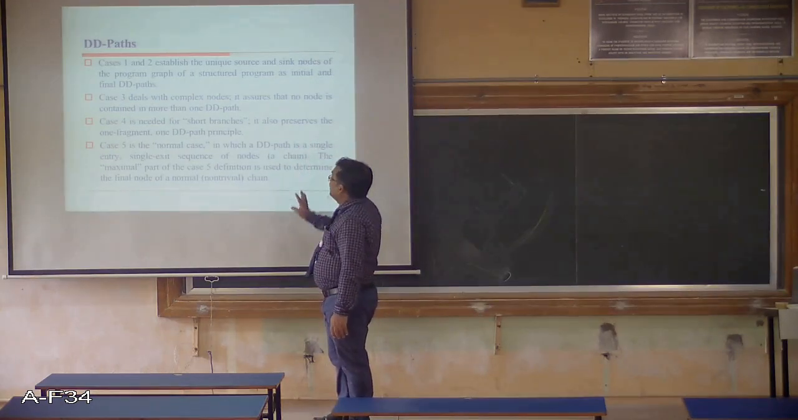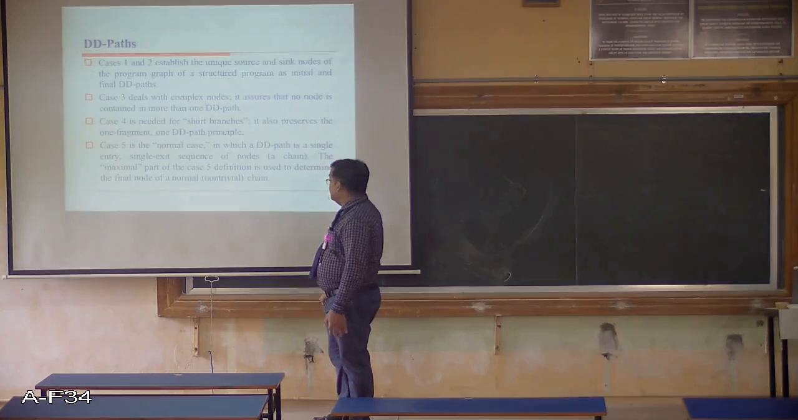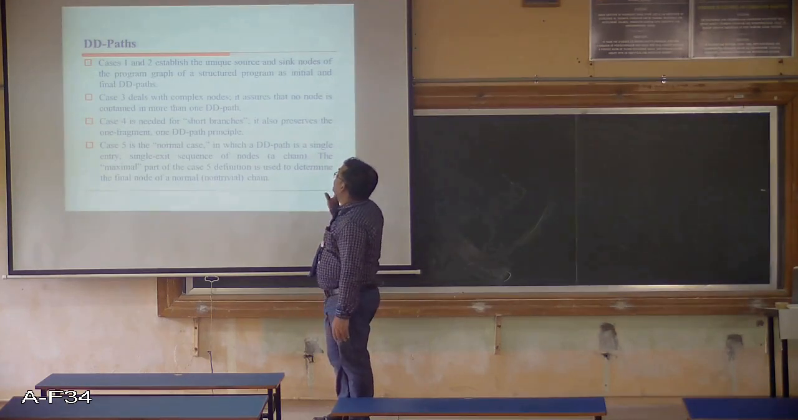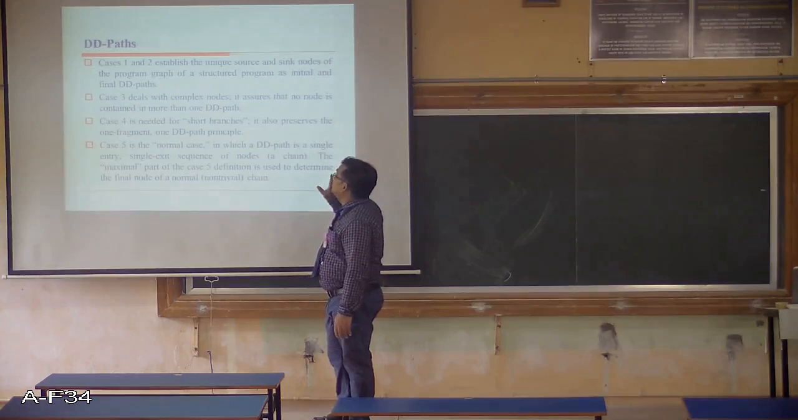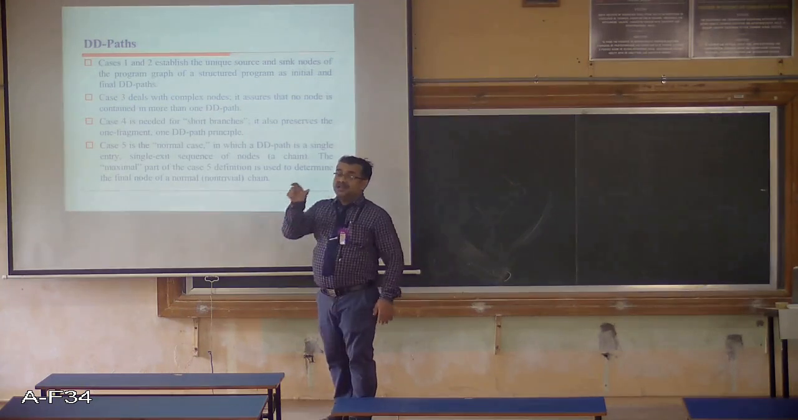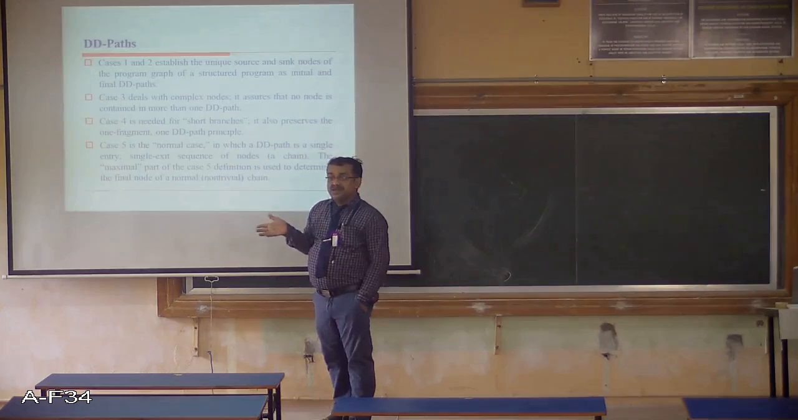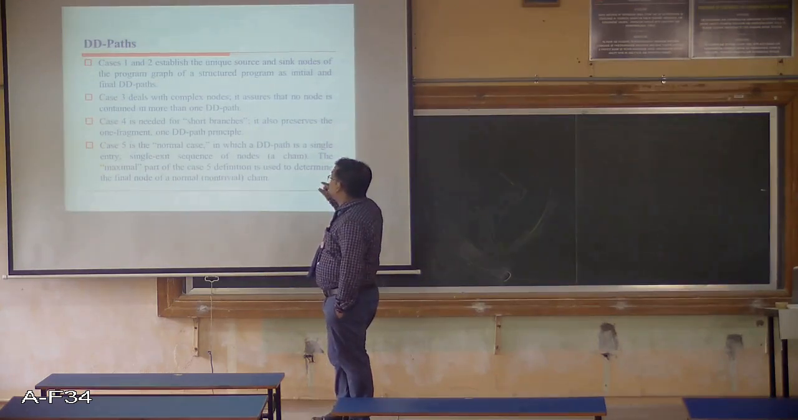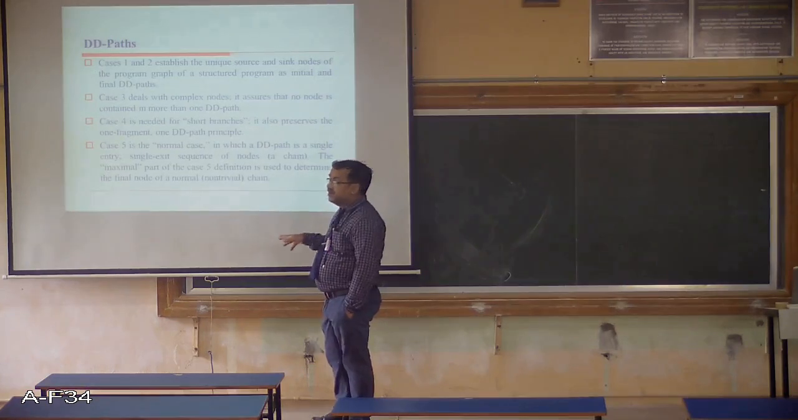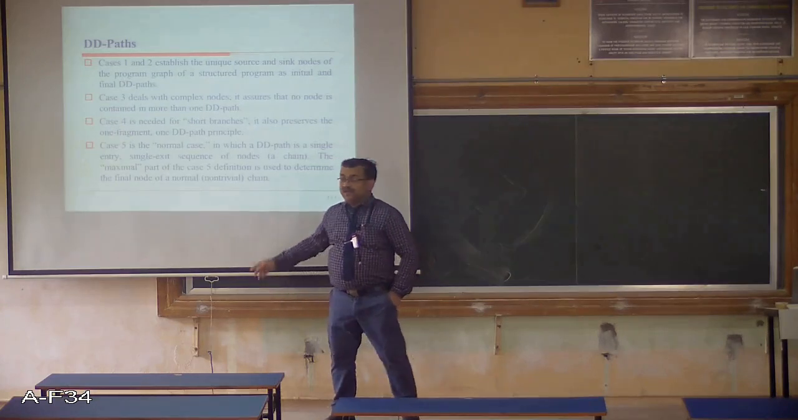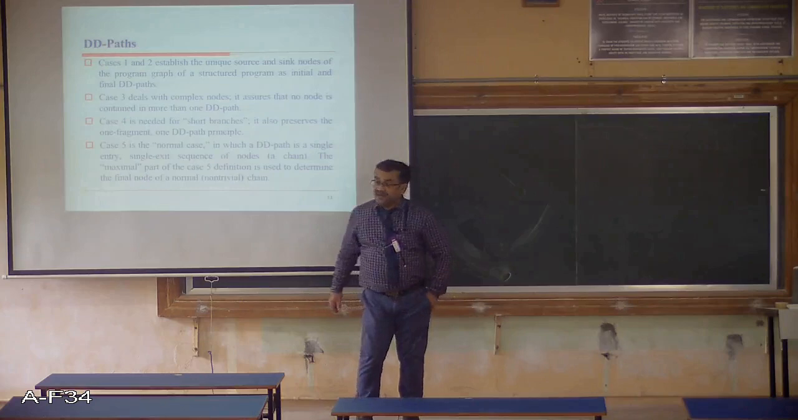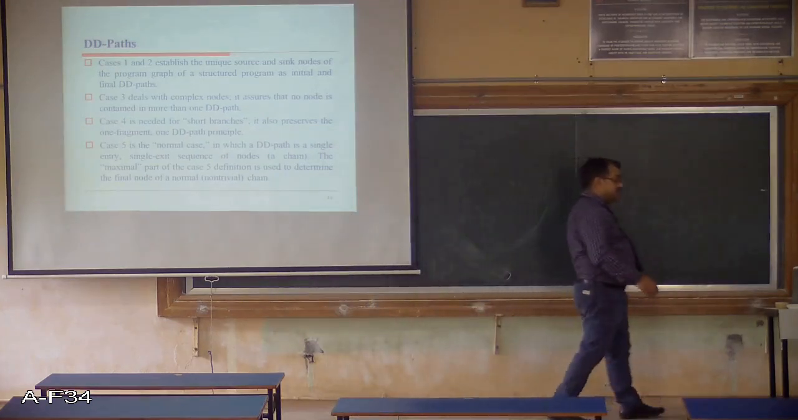So that is what has been described in this particular slide. Cases 1 and 2 are the starting and the last node. Case 3 is the complex structure, complex nodes, where either in degree is greater than or equal to 2 or out degree is greater than or equal to 2. Case 4 is the short branches, where in degree is 1 and out degree is 1. And case 5 means the chain of nodes, where you have a sequence of such nodes with in degree equal to 1 and out degree equal to 1. That is case 5.